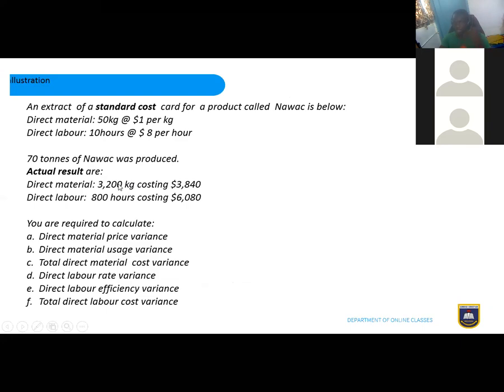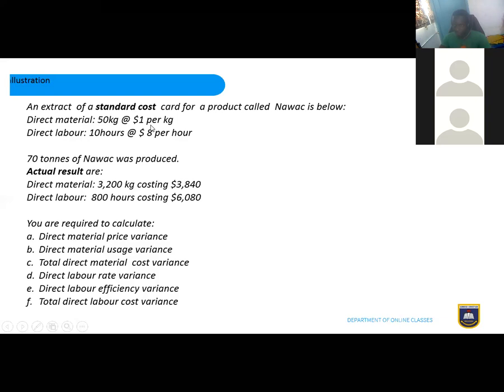3,200 kilograms. Do not forget that here they've not given you the unit cost. They gave you the total amount that was used and the total cost that was involved. That's what they gave to us here. But here they only gave us what? The unit cost.